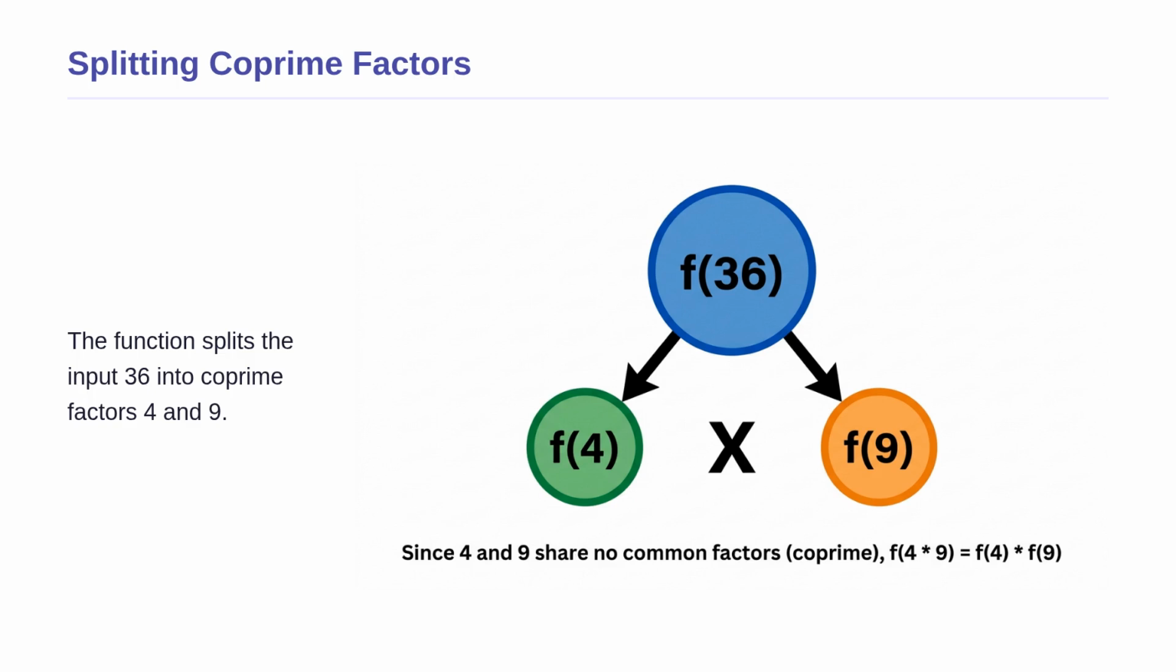Here you see a diagram illustrating the function applied to the number 36. Because 36 can be broken down into 4 multiplied by 9, and we know that 4 and 9 are co-prime, the function splits perfectly. The large blue circle representing f(36) branches down into two separate independent calculations, f(4) in the green circle and f(9) in the orange circle. The large multiplication sign between them shows that you simply multiply their individual results together to get the final answer. This diagram teaches us that complex, combined inputs can be safely dismantled into smaller, isolated parts.